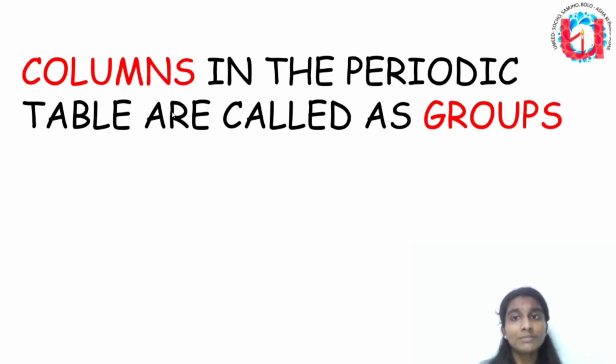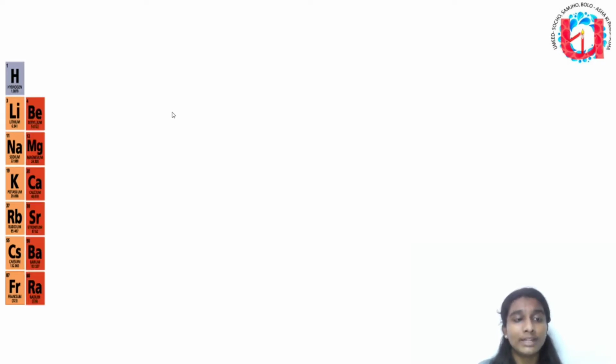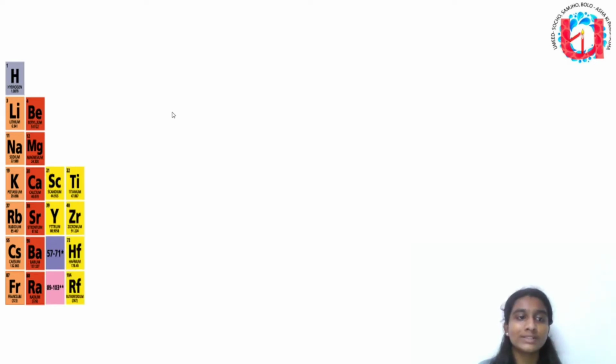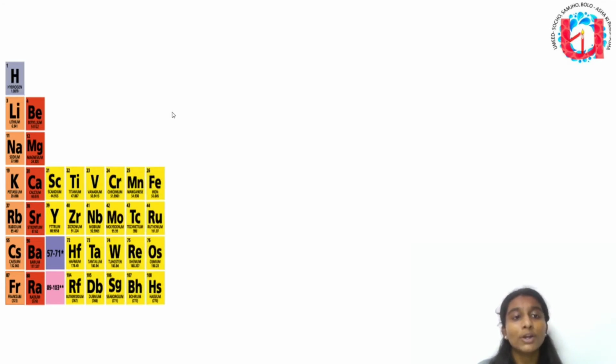And the columns in the periodic table are called groups. Now let's count the number of groups. The first group starts with hydrogen. The second one with beryllium. Group 3 starts with scandium. Group 4 with titanium. Group 5 with vanadium. Group 6 with chromium. Group 7 with manganese. Group 8 with iron. Group 9 with cobalt.